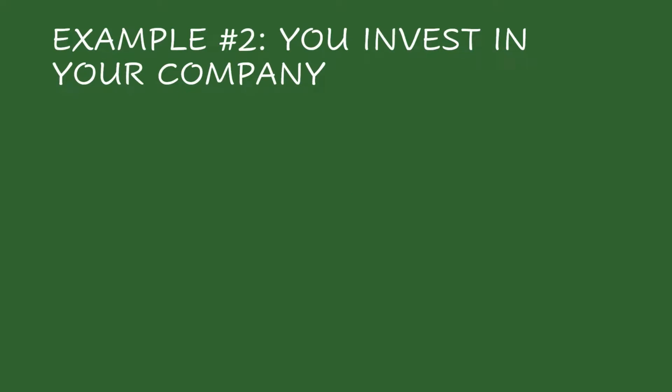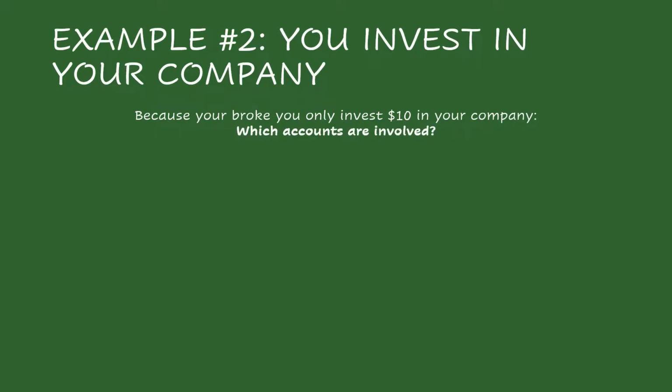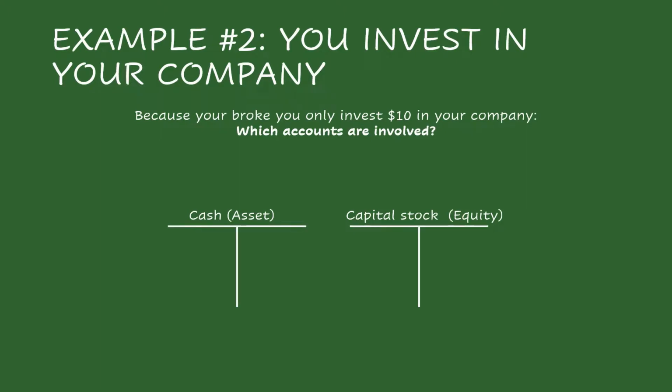Let's take a look at another example. You invest in your company. So because you're broke, you only invest $10 in your company. Money's money. Let's not forget about it. So which accounts are involved? The first and obvious account which is involved is cash, because the company is getting cash, which is an asset. And the other side is capital stock. By investing in your company, you are now gaining equity in your company. So like all accounts, again, they are both represented with T's.